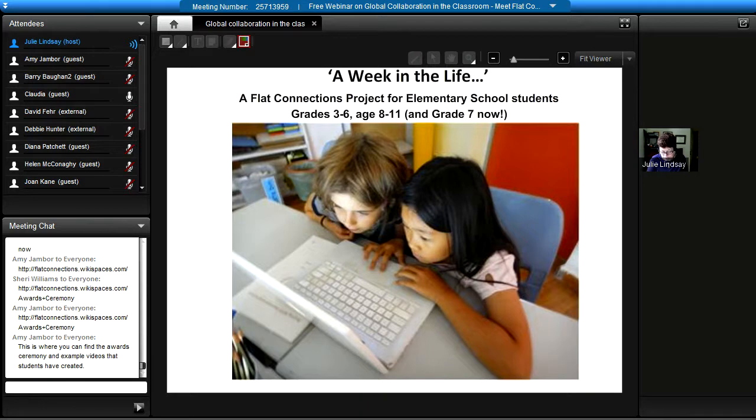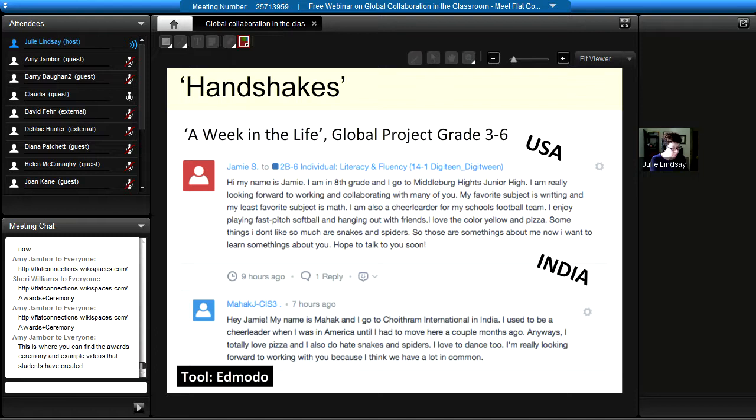So then we have A Week in the Life. And Tony, I'm going to ask you to come back in and talk about this as well. This is the upper elementary, moving now into middle school project that looks also at different objectives. But Tony, back to you to talk about this.